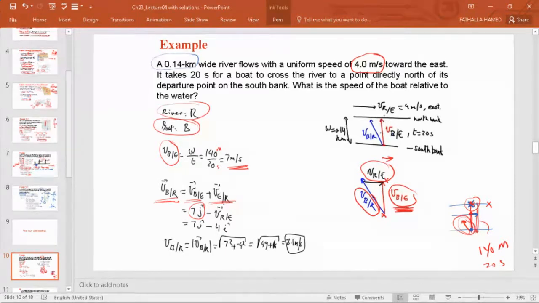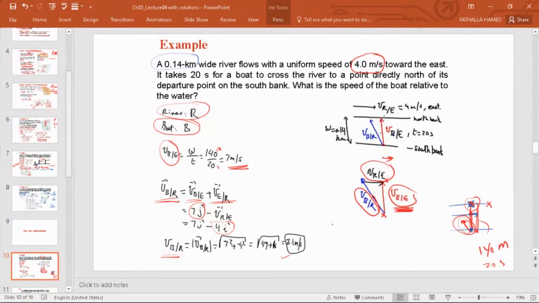Now, the velocity of the river is minus the velocity of the river relative to the earth. And in this case, it's equal to minus 4 i hat. I'm putting here a plus, but now when I want to include it in there, I want to get the velocity of the boat relative to the earth. So now the speed of the boat relative to the river will be the absolute value of my velocity, which is the square root of 7 squared plus minus 4 squared, and you get this.